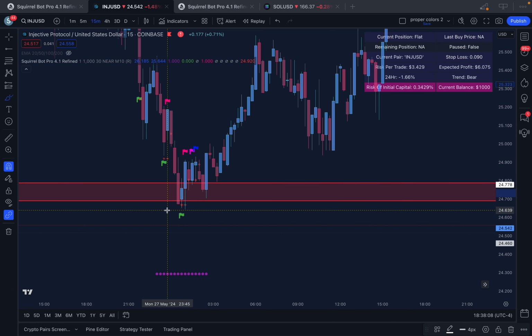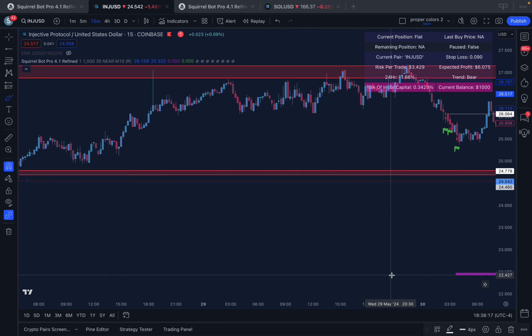All I'm really looking for is this kind of lower time frame change of structure, right? We're starting to make higher highs and higher lows and higher highs, pretty much.